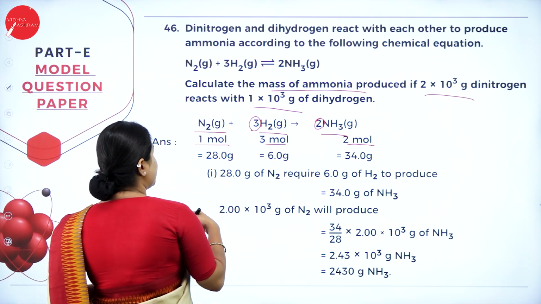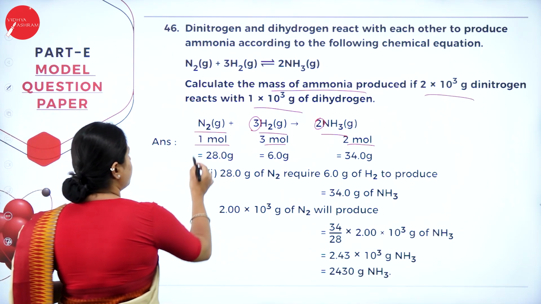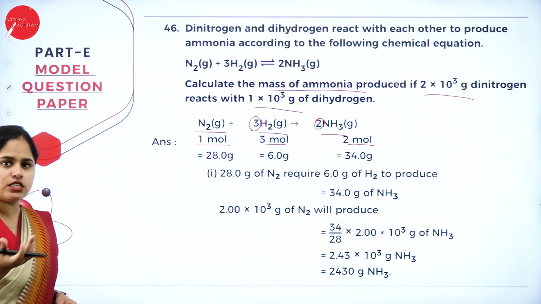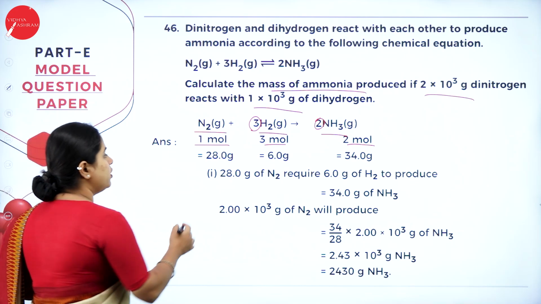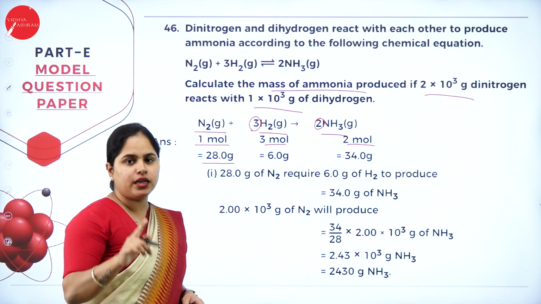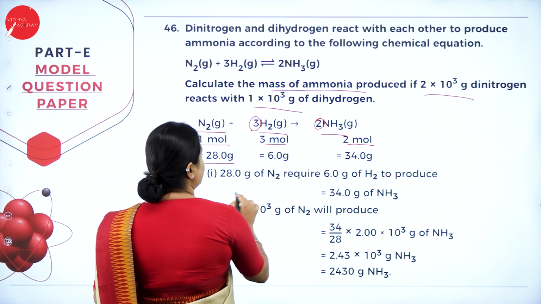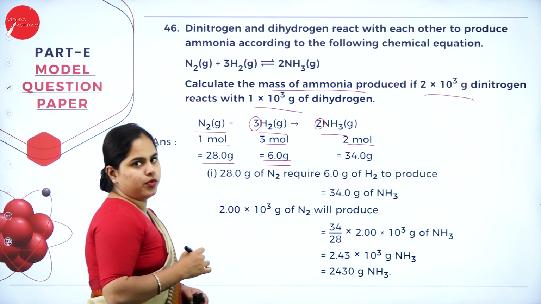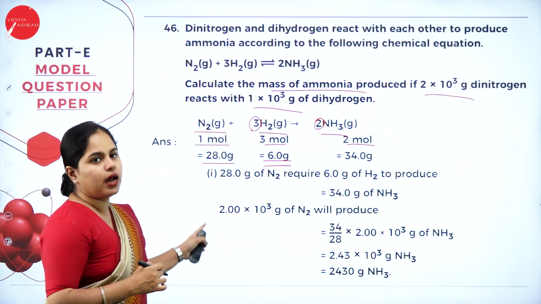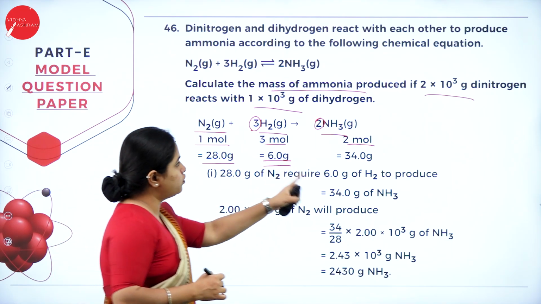Another one is based on the atomic mass or molecular mass. For one nitrogen the atomic mass is 14, so for N2 it will be 28 gram. For a hydrogen atom it is 1, for a hydrogen molecule it is 2. And how many moles are there? 3 into 2 will give you 6 gram. So 28 gram of nitrogen will combine with 6 gram of hydrogen to form ammonia.